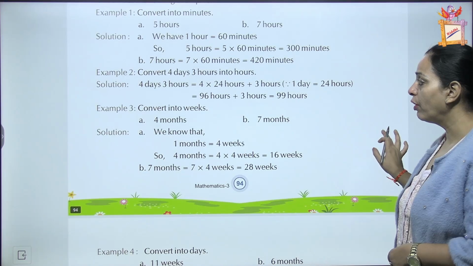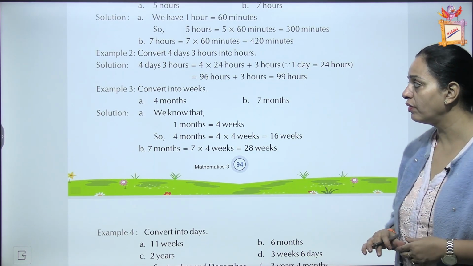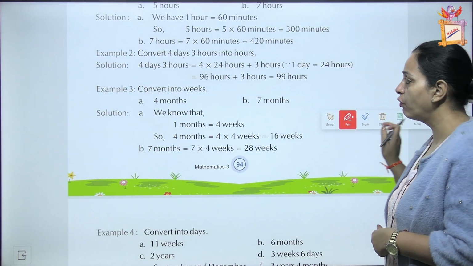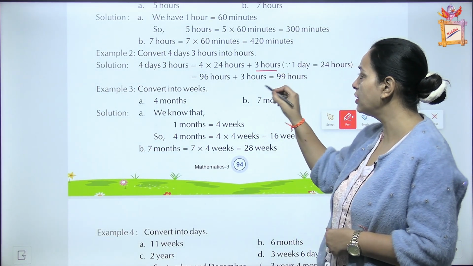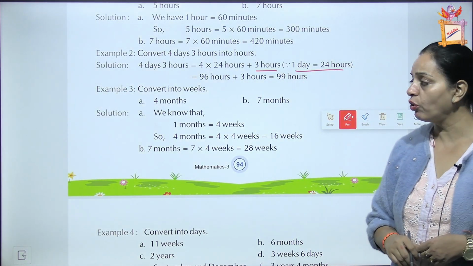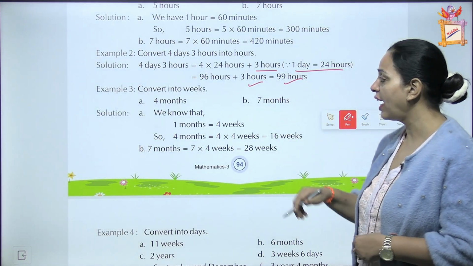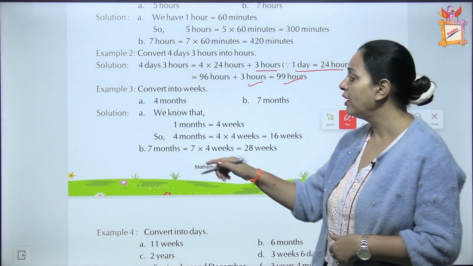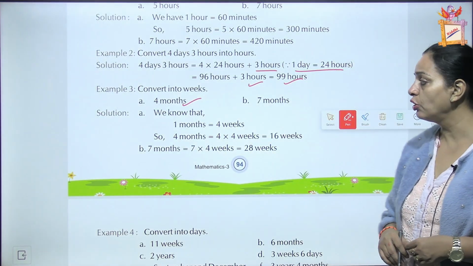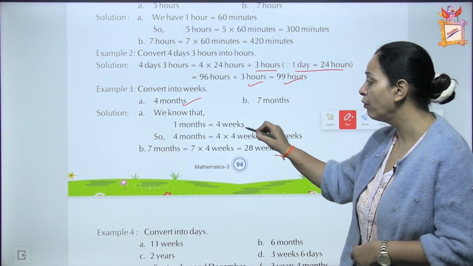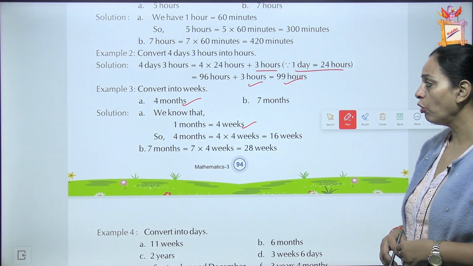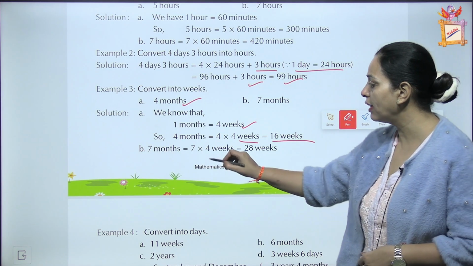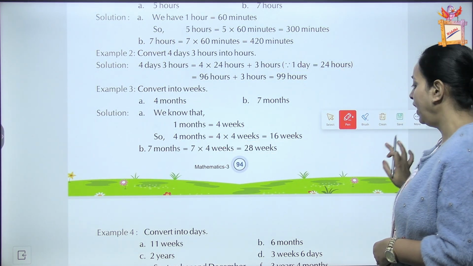Example 2, convert 4 days, 3 hours into hours. So 1 day, 24 hours. So 4 days, 3 hours means 4 into 24 plus 3 hours, because 1 day equal to 24 hours. So 96 plus 3, 99 hours. Now convert into weeks. The next example, A part 4 months. You know 1 month में 4 weeks. Okay, so 4 months, 4 into 4, 16 weeks. B part 7 months, 7 into 4, 28 weeks.